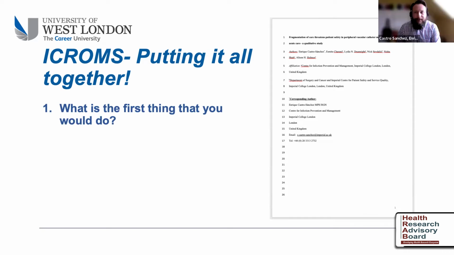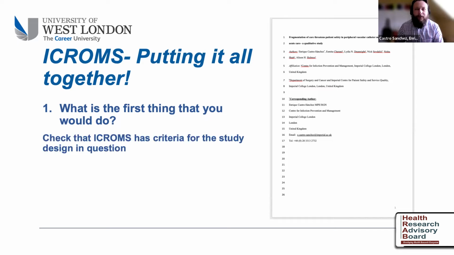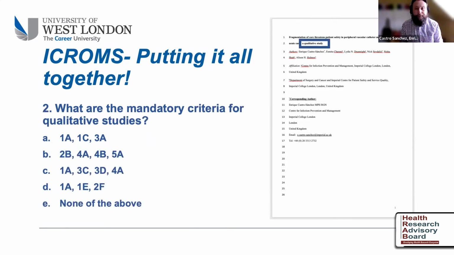Fantastic. The title of the paper gives you away all the information you need. The first thing you will need to do is check that ICROMS actually has a criteria for the study design in question. ICROMS has a section for qualitative papers, and as the title of the paper says, this is a qualitative study. So you can tick the box saying, well, I can use the ICROMS tool, so we can continue.